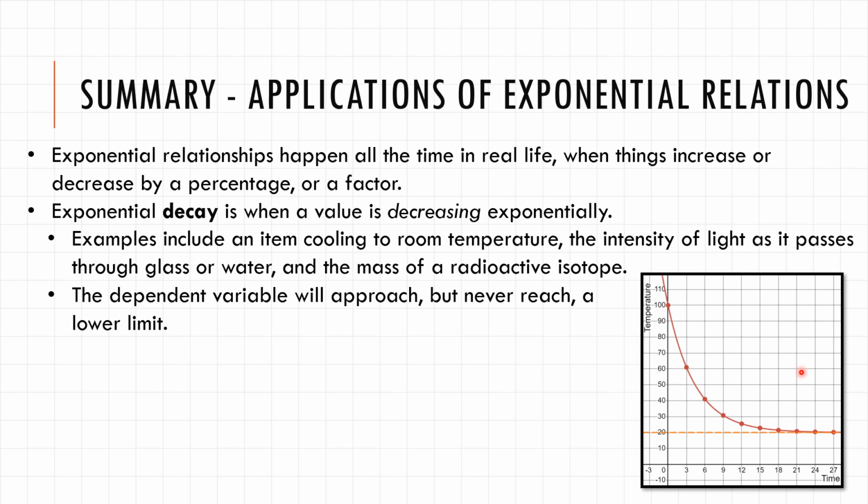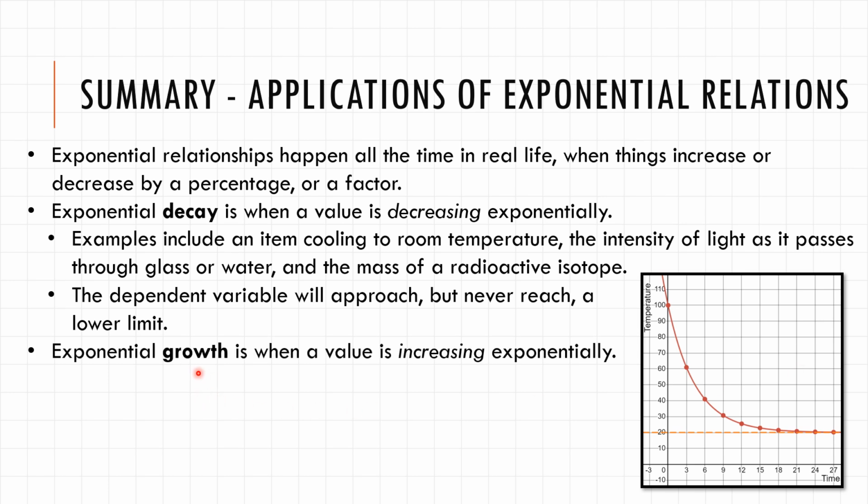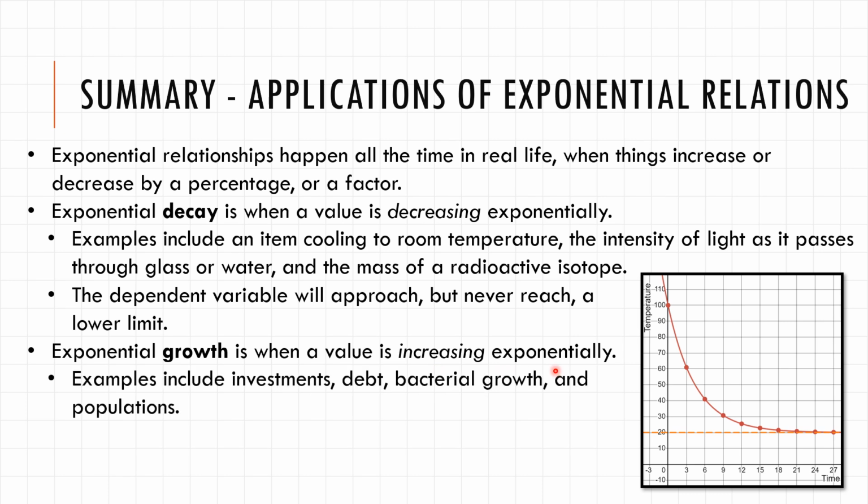The other way around is, of course, exponential growth. Exponential growth happens when a value increases exponentially, and that includes stuff like investments, debt, bacterial growth. Bacteria grows very fast. Every so often they double, or even the growth of cancers. Population growth. So like the city of Toronto might grow by 0.5% every year. And that number will be growing. It'll grow just like this curve, except backwards.